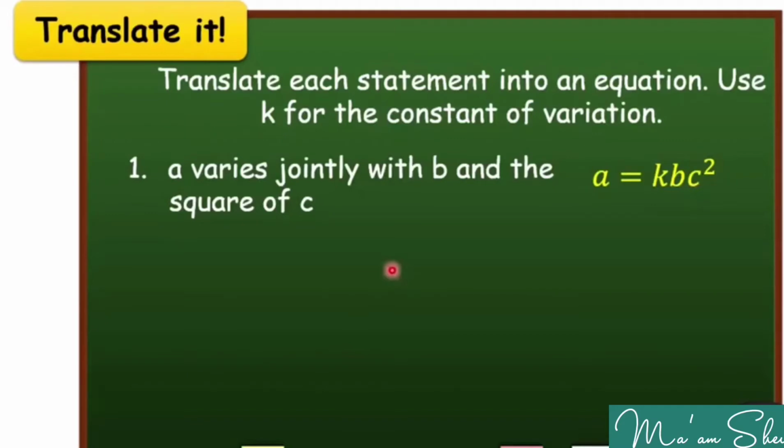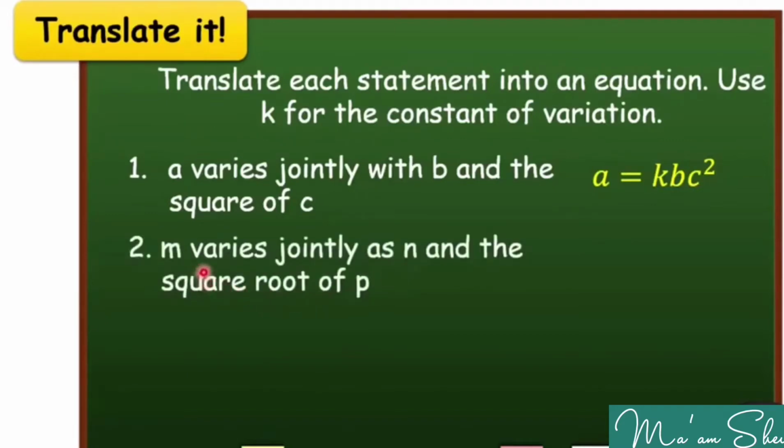Next statement. M varies jointly as N and the square root of P. So, how are we going to translate it into an equation? So, yung M, i-isolate natin. So, yun ay magiging M is equal to, and then multiply the remaining variables doon sa ating constant. So, K times N and the square root of P. So, we have M is equal to K N square root of P.